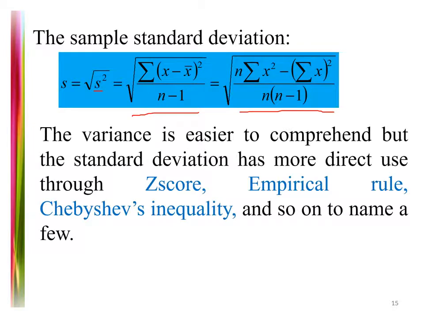The variance is easier to comprehend, but the standard deviation is more directly used in z-score calculation, the empirical rule, Chebyshev's inequality, and so on, to name a few. And maybe later we will discuss this in the distribution section. We will discuss the normal distribution. In the normal distribution case there are two parameters: the first parameter is the average or mean, and the second parameter is the standard deviation. Most of the time we use the standard deviation, not variance. In some situations we will use the variance. So this is very important.